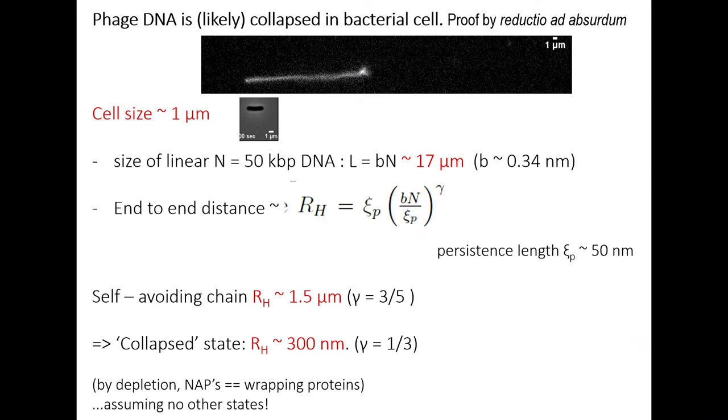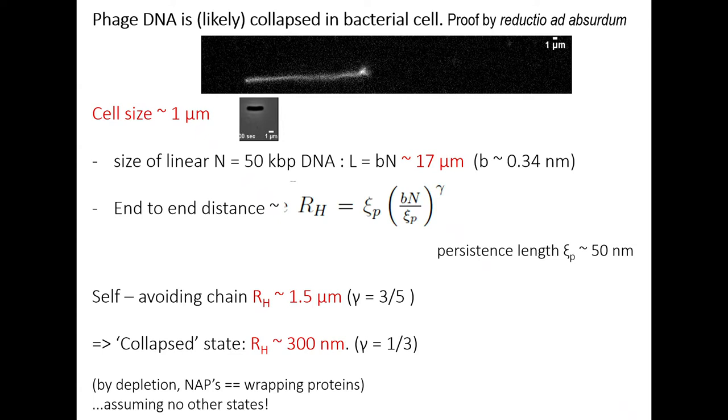First of all, about the size. This is not a proof, but more like an argument by reductio ad absurdum. I think that's the most beautiful argument in mathematics, personally. So it's not stretched, because we know that the size of a bacterium is about 1 micron, and we know that the contour length of DNA is 70 micron. No deal, right? Also, it's not purely a random walk, or a purely self-avoiding chain. Because for a self-avoiding chain, the hydrodynamic radius is given by the persistence length times the number of base pairs to the power gamma. Gamma is about 3/5 or a half, whatever. That will give you, for that typical DNA, about 1.5 micron. No deal either.